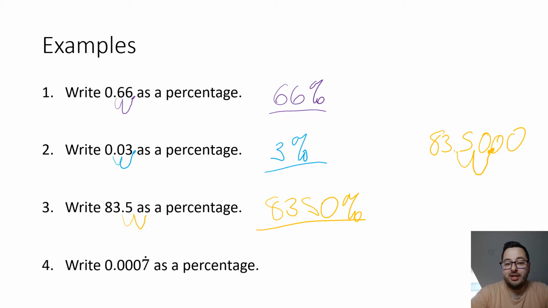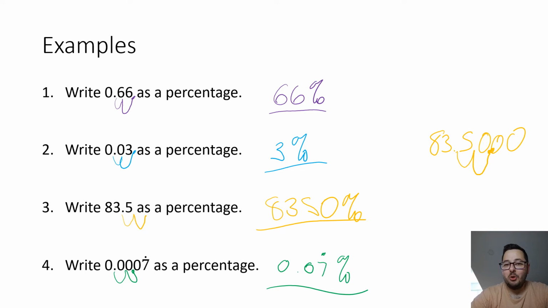And then finally we've got 0.0007 recurring as a percentage, so we want this, let me grab a different colour. So again we move 1, 2, so that's going to be 0.07 recurring percent. Okay, great.